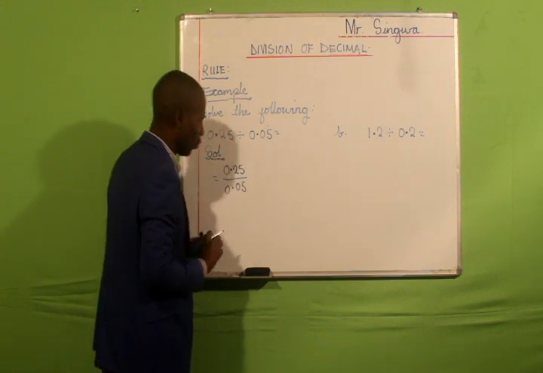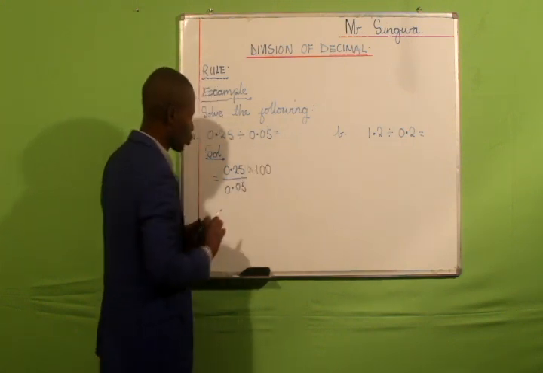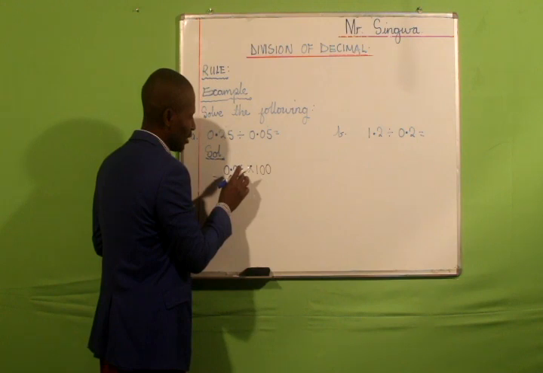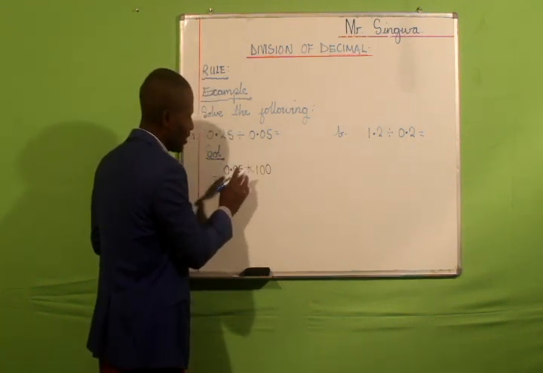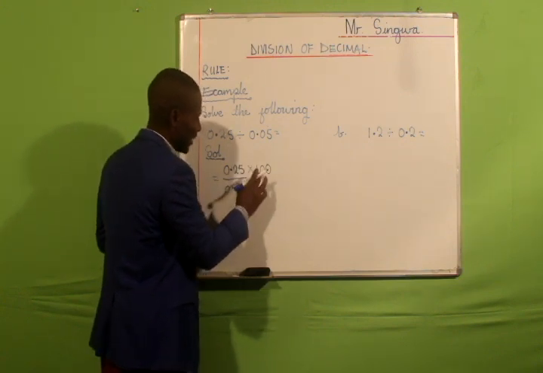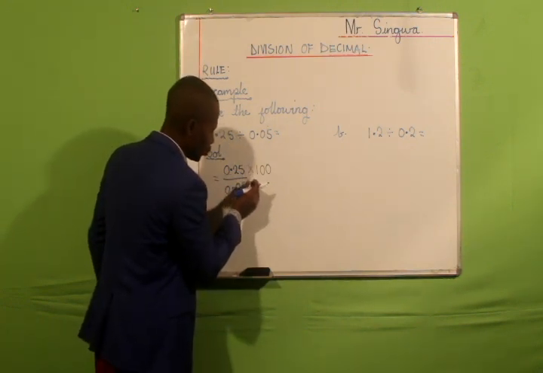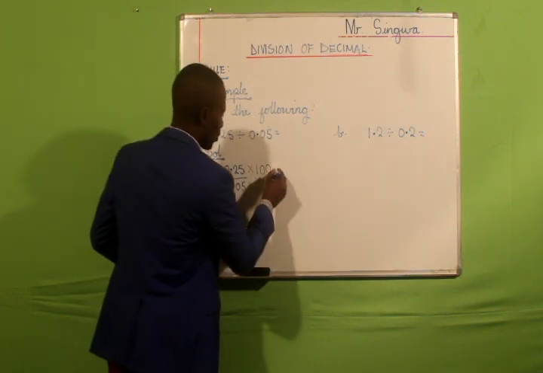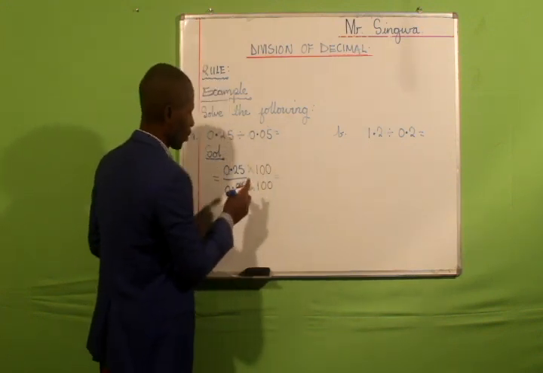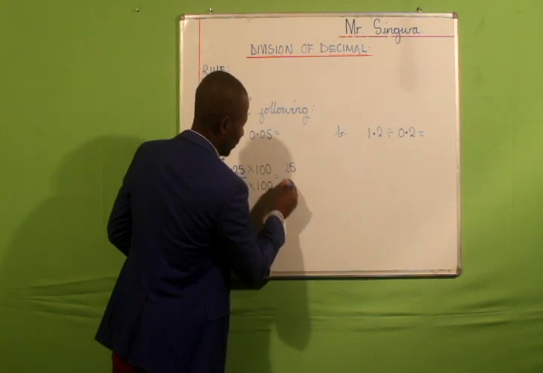Now, here is how we convert this. You multiply by 100 both sides, because this one is in tenths, and this one is in hundredths. So you multiply by the hundredths, or the decimal places that you have. You put your 2 zeros there. Equally, you are going to multiply by 100 here. This multiplied by 100 is going to be 25, and this multiplied by 100 is going to be 5.